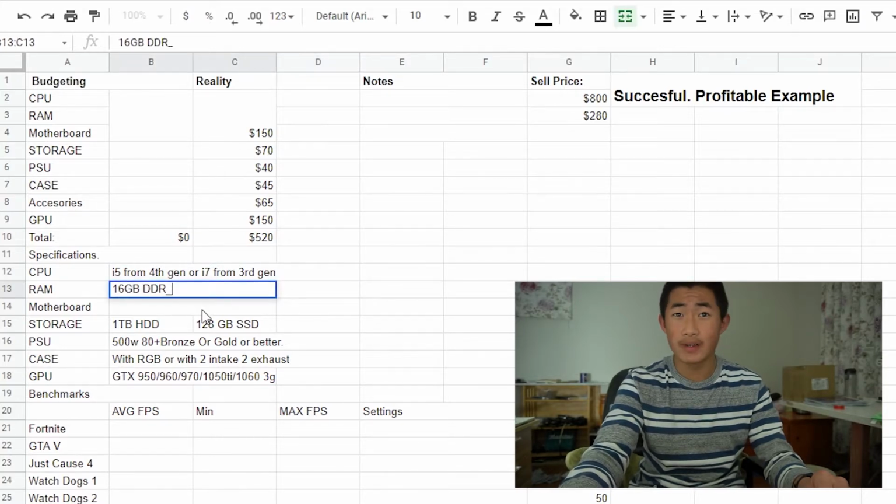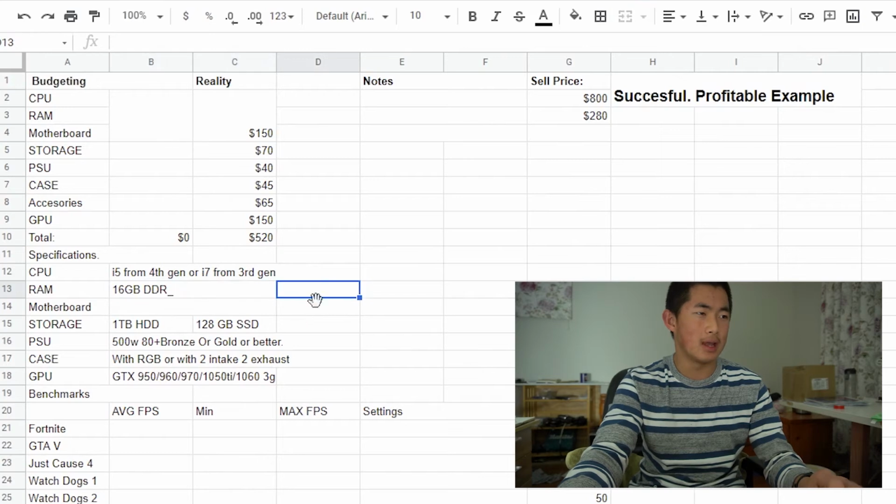I always have a minimum of 16 gigabytes of RAM. It's a standard for me because 8 gigabytes of RAM performs terribly, as I've tried that on my own computer and on the computers I sell, and 8 gigabytes really doesn't cut it these days.